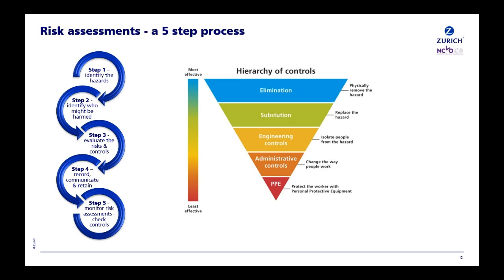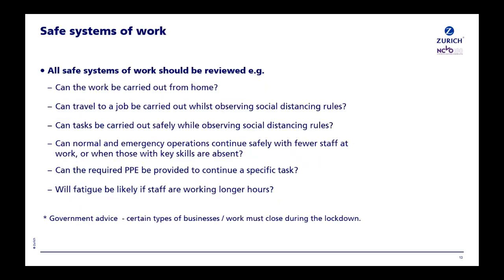And leading on from the risk assessment, implementing the higher order controls through safe systems of work. So can the work be carried out from home? Can travel to a job be carried out whilst observing social distancing rules? Can tasks be carried out safely? Can normal and emergency operations continue safely with less staff at work, potentially due to illness or family illness? Do you still have the required skills, or are key skills absent? Can you provide the required PPE to continue a specific task? And as I mentioned, obviously that's a contentious issue at the moment.